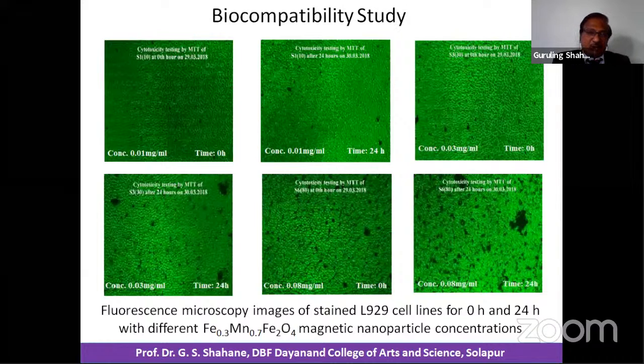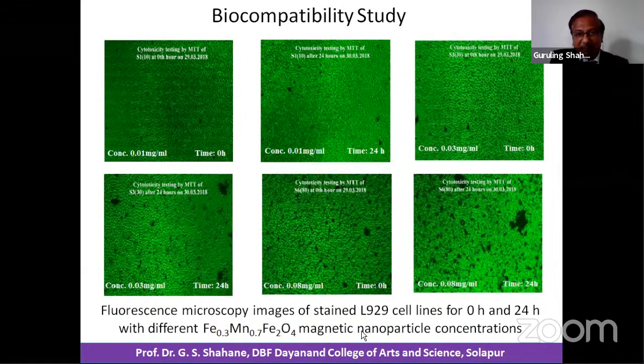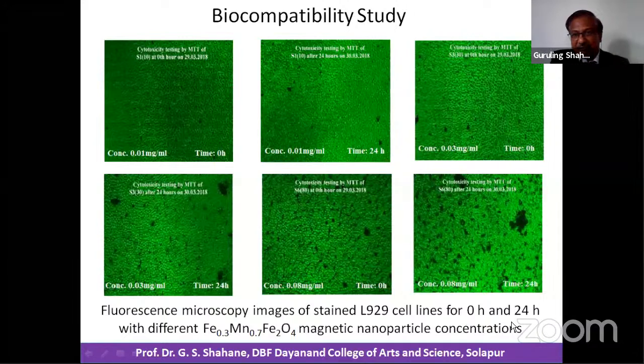At the same time, you have to study its biocompatibility. The biocompatibility was studied by using L929 cell lines. These magnetic nanoparticles are injected in these cell lines and tested for 24 hours. You will see that not much effect is observed even after 24 hours.